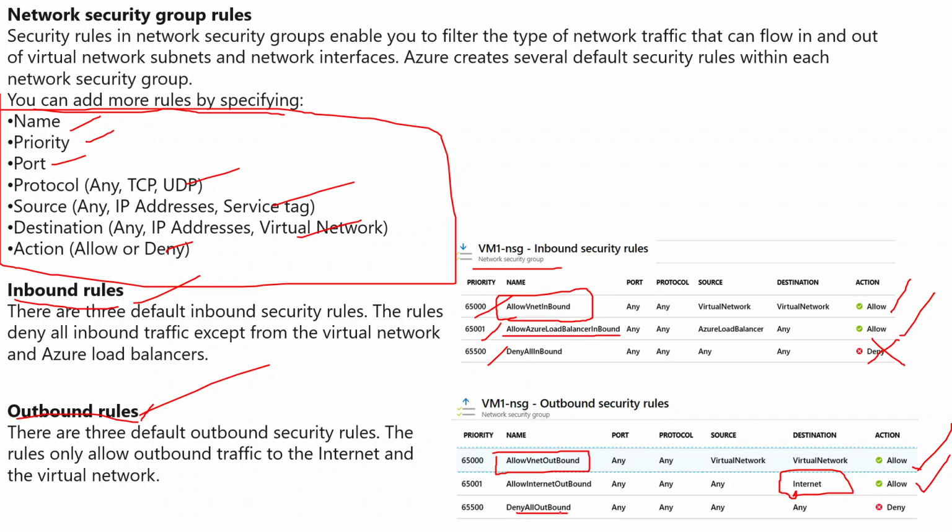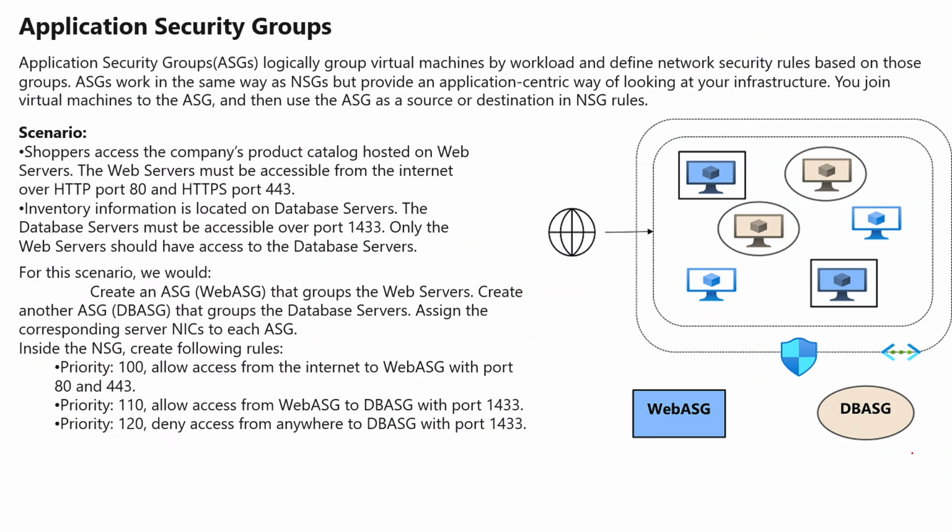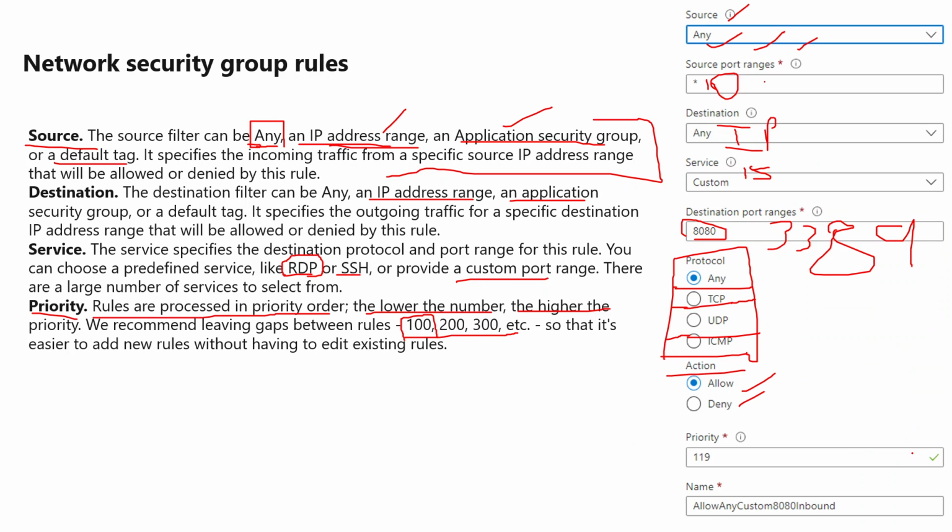And the third thing is deny all outbound. You should not be able to send anything other than these two rules. So these are the three default rules that are created for inbound and outbound security rules. Okay, so these are all the NSGs.